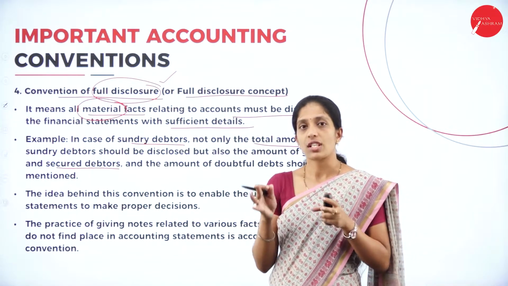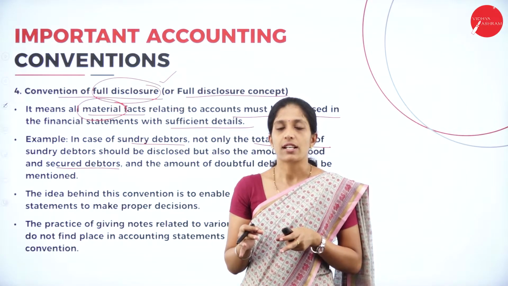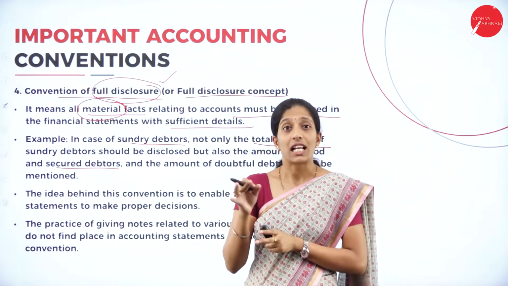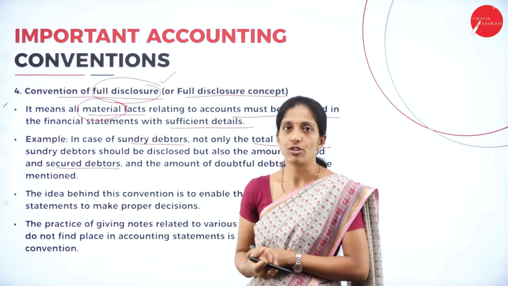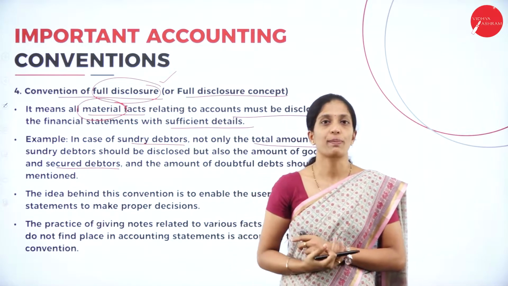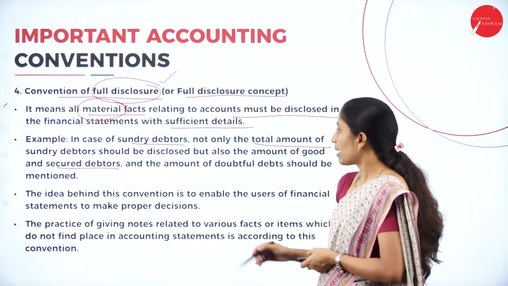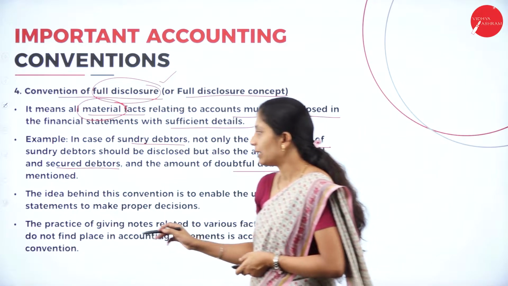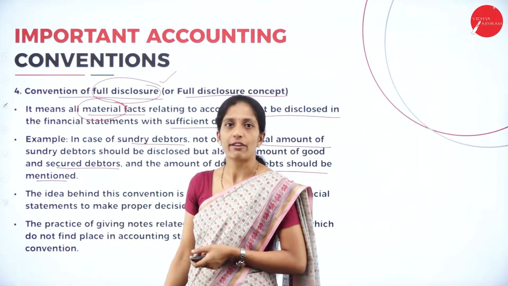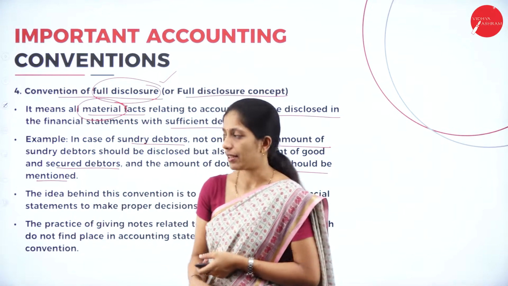So, it's not just the amount of sundry debtors that we are going to take into consideration. Other than that, if there are secured debtors, we have to take them into account. Or if there is any provision, those provisions should also be considered while taking the amount of debtors, and the amount of doubtful debts should be mentioned. So if there is doubtful debt also, we have to mention it on the asset side of the balance sheet.